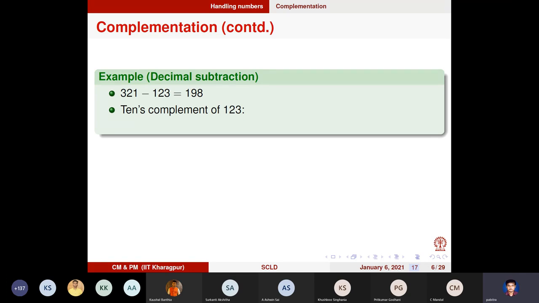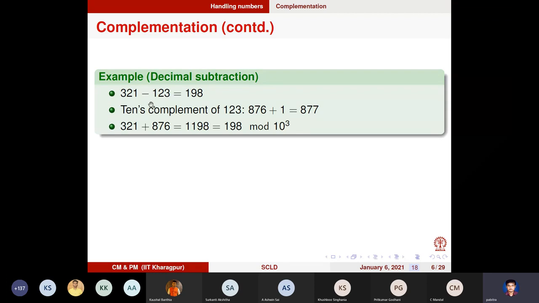What is the tens complement of 123? I first subtract 123 from 999. I take every digit: the complement of 3 is 6, of 2 is 7, of 1 is 8. So 876 is the diminished radix complement of 123, that is, 9 minus 3, 9 minus 2, 9 minus 1. So from 123 you get 876 by the transformation, and then you add 1 to get 877 as the radix complement of 123.